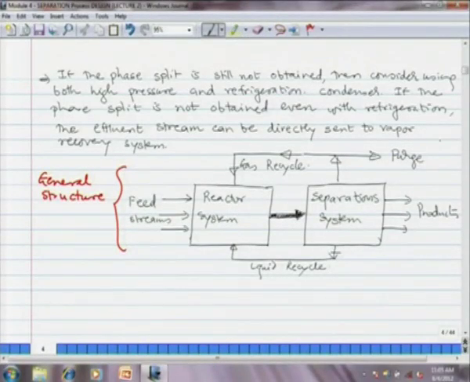So, what you see now is a general structure of the separation system. We have a reactor system taking in the feed streams, then the reactor effluent comes out, it is separated.